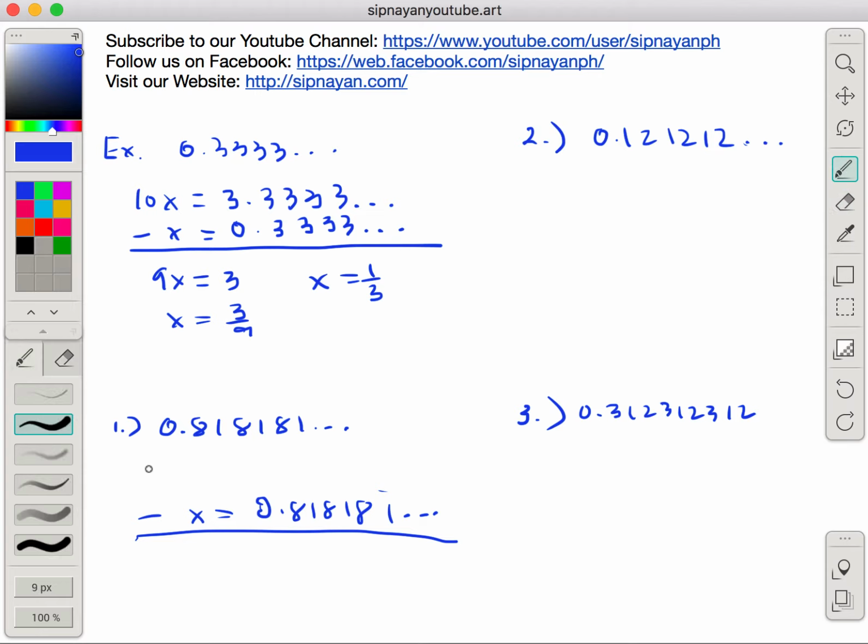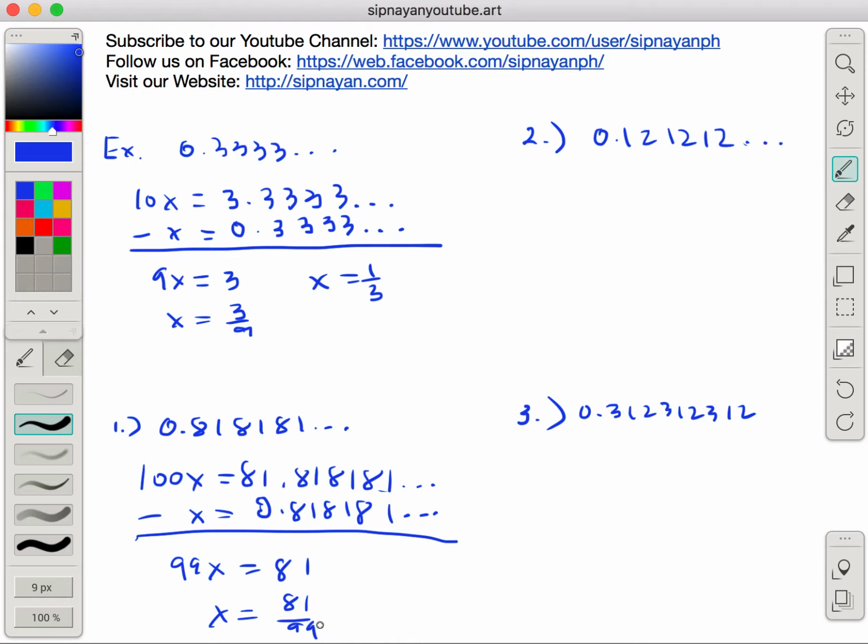So we have 100x equals 81.81, 81, 81, and so on. Now the digits line up, which means when we subtract, the decimal part becomes 0, and the difference is just 81 minus 0. So 100x minus x is 99x, and what remains is 81. Meaning, x is equal to 81 over 99.